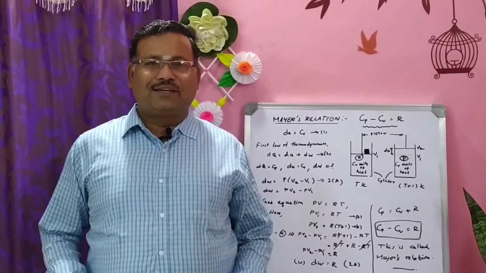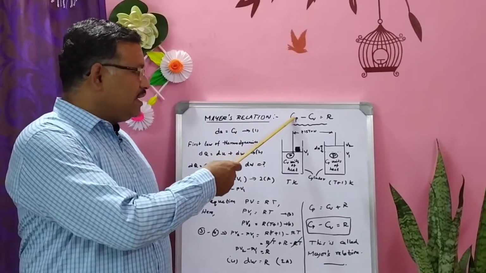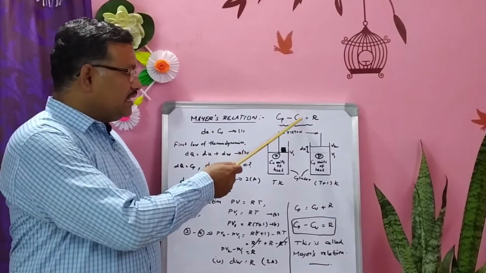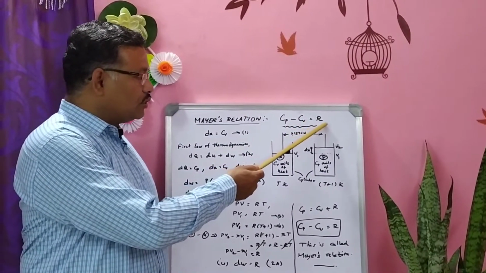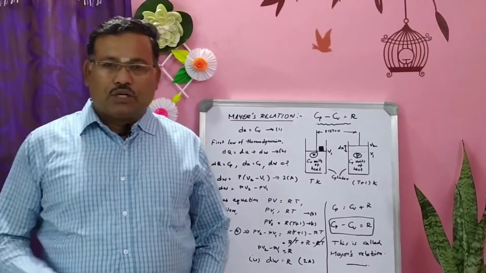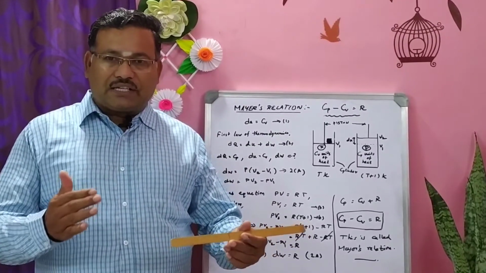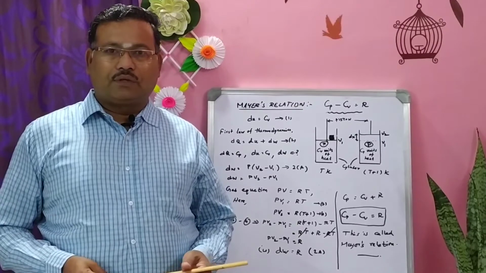Hi all, good morning. Today we are going to see Mayer's relation: Cp (C suffix P) minus Cv (C suffix V) is equal to R. It is called Mayer's relation. So before we go into the derivation, let me see what the definition of Cp and Cv is.